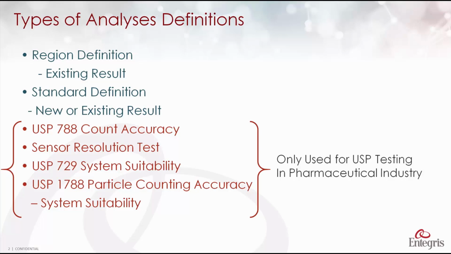The region definition for creating reports on existing results, the standard definition for creating reports for new or existing results, and then these definitions which are used only in the pharmaceutical industry when performing certain USP tests, such as the count accuracy and sensor resolution tests.